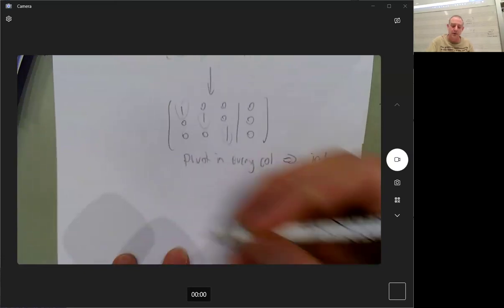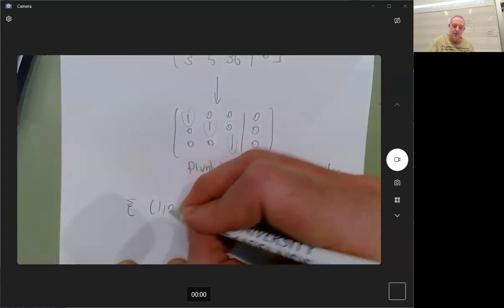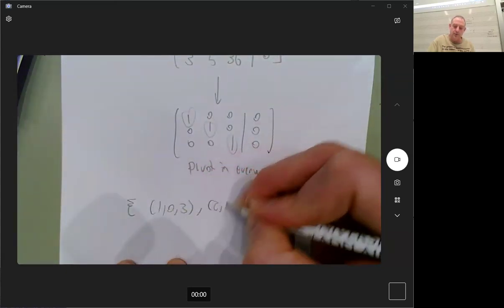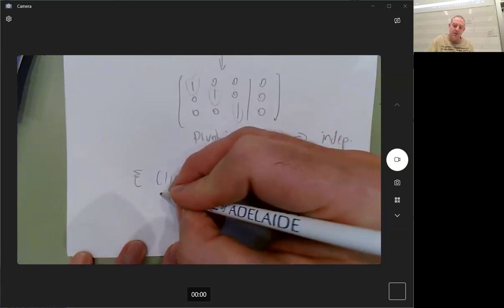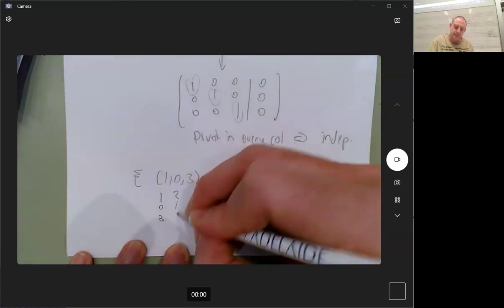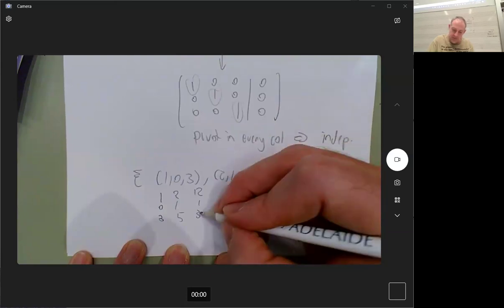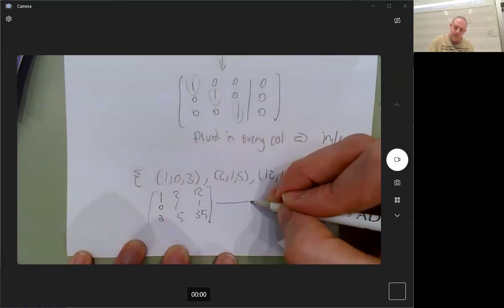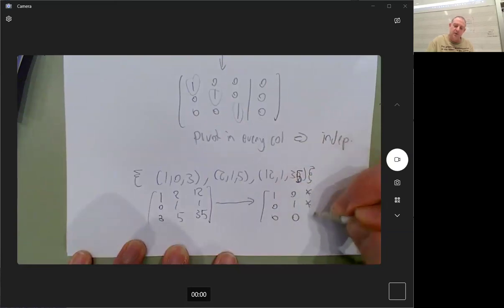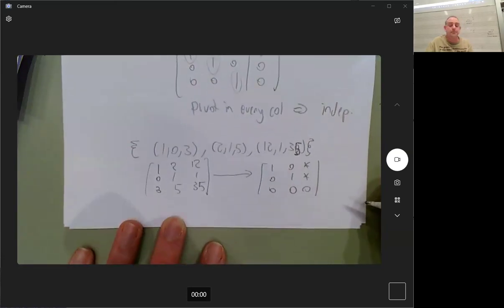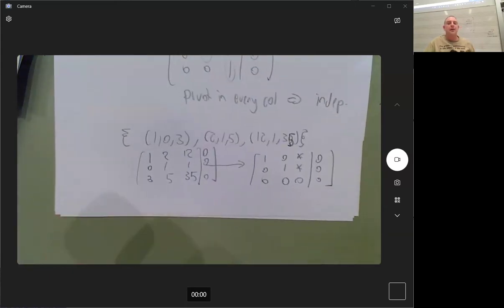So back here with this one, when I had 1, 0, 3, 2, 1, 5, and 12, 1, 35 before, what would have happened when I did that? I would have gotten some numbers in these spots here, like that. That's what would have happened.